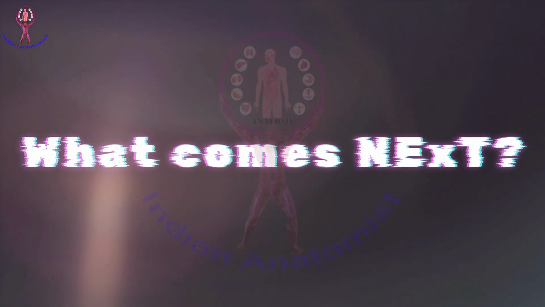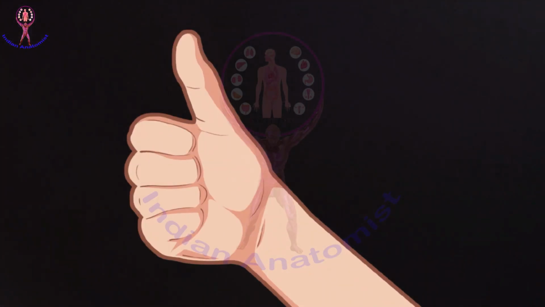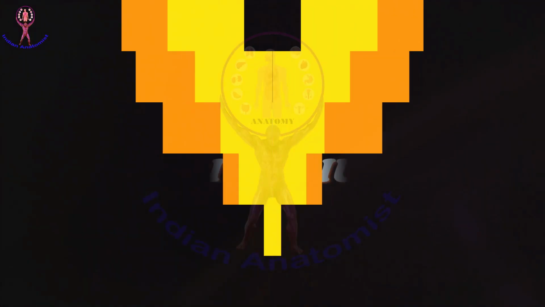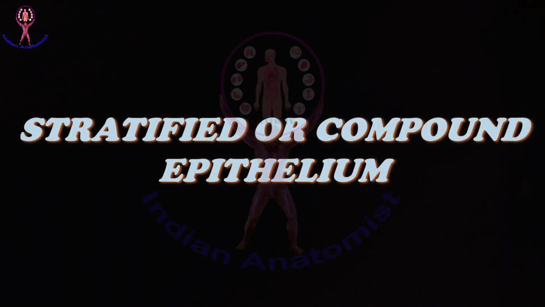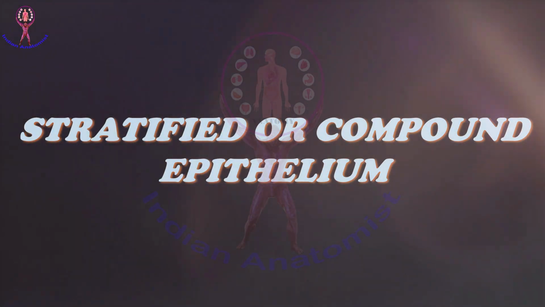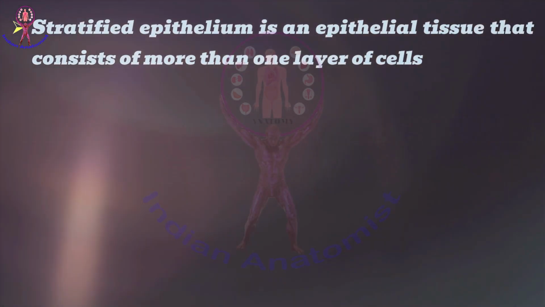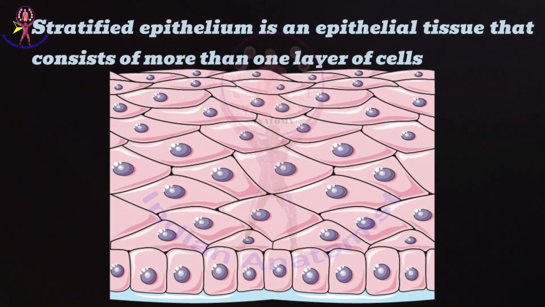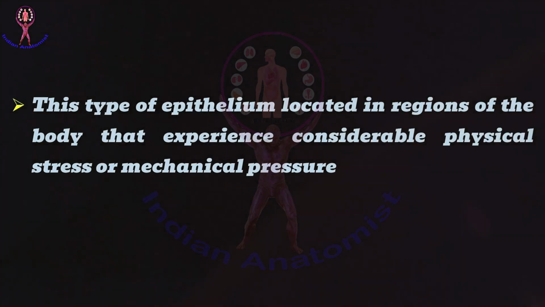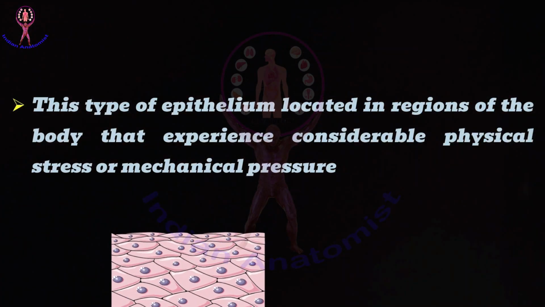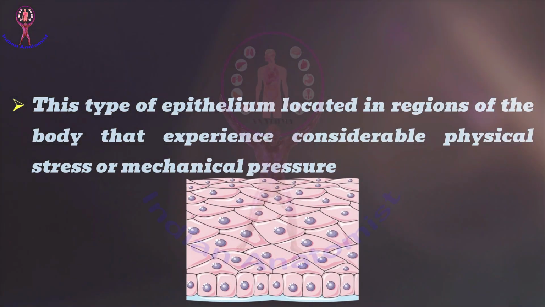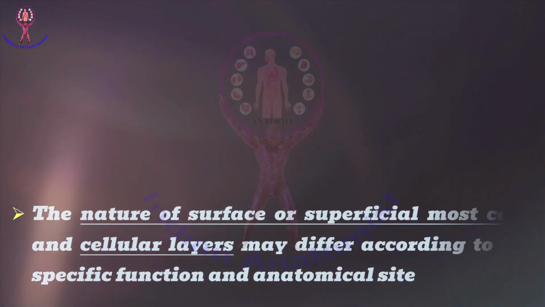What comes next? You are right. I am going to explain to you about the stratified epithelium that exists in our bodies. Stratified epithelium is an epithelial tissue that consists of more than one layer of cells. This type of epithelium is in regions of the body that experience considerable physical stress or mechanical pressure.